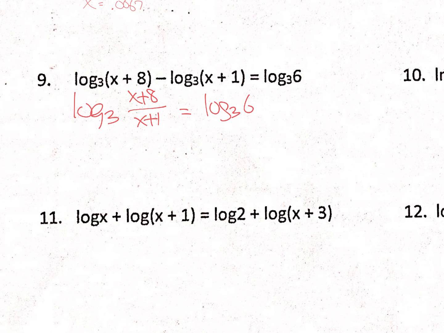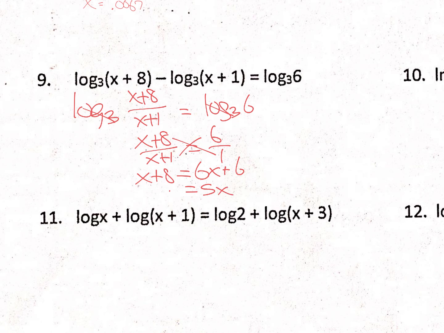Now, the cool thing here is once you get one log on each side, you can drop the logs out to set everything else equal. So I'm going to say x plus 8 over x plus 1. But remember, do not do that until you have one log on each side. Now I can cross multiply. 1 times x plus 8, 6 times x plus 1, which would be 6. Move the x over with the 6x, move the 6 over with the 8, divide both sides by 5.